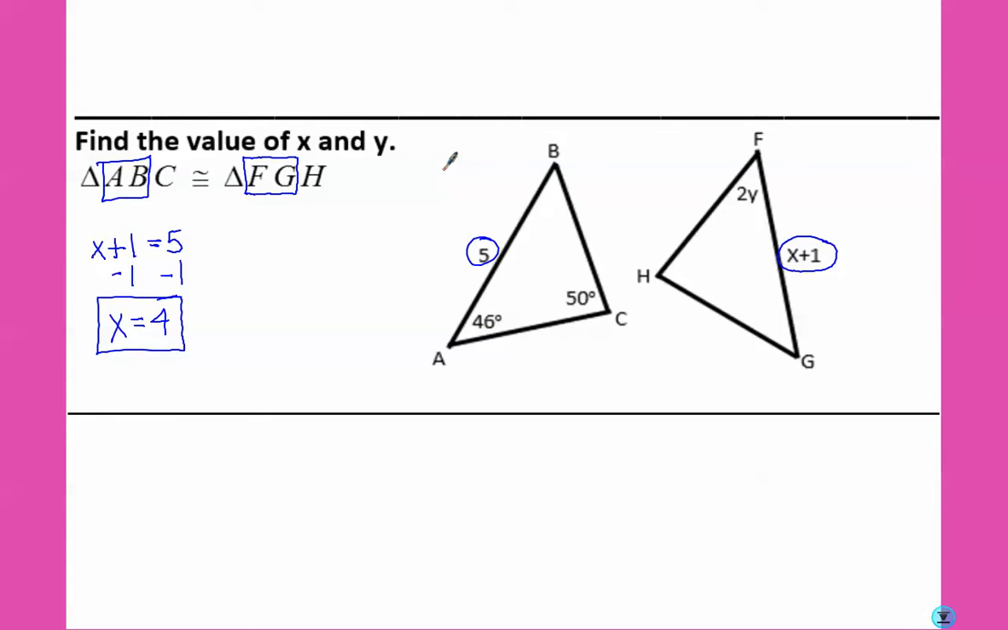Now what about for y? Y is up here in angle F. Well, angle F matches up with angle A, so we know that 2y has to equal 46. Divide both sides by 2, and we get that y equals 23.